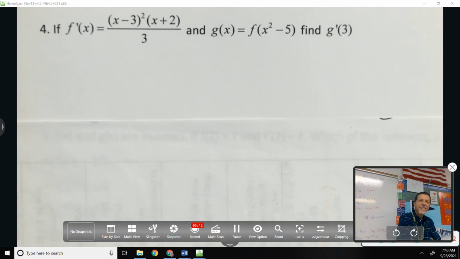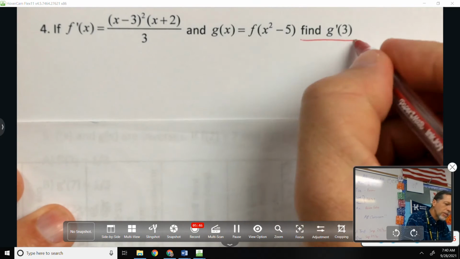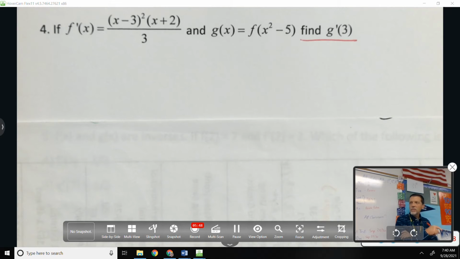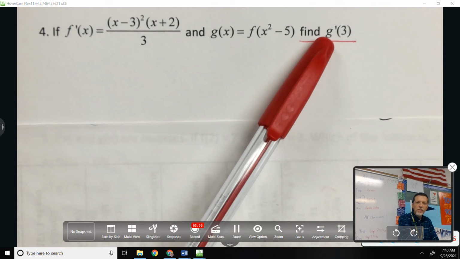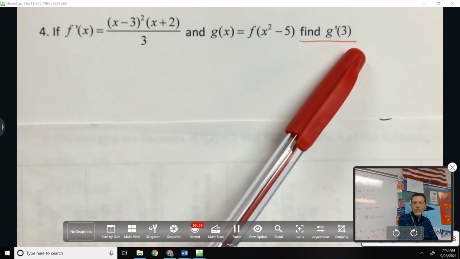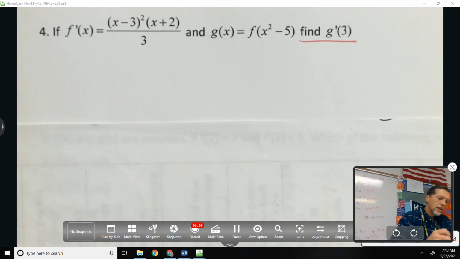What? So I need to find, let's start at the end. We're looking for g prime at 3. So I need to find g prime and plug in 3. Right? Like that's the goal here. There's a lot of mess to this problem, but my goal is to take a derivative of g and plug in 3. And then we'll go from there. Well, here's g.